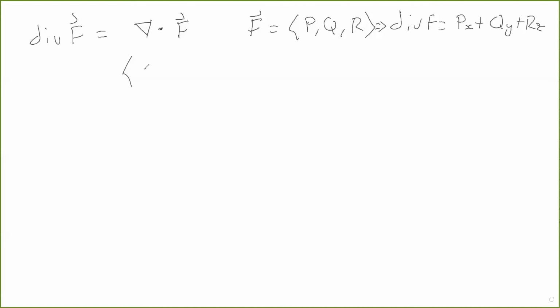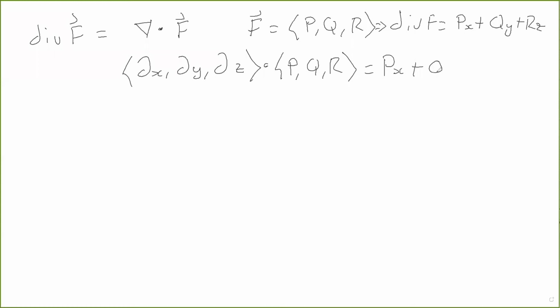So the gradient, we think about this as being a vector of partial derivative operators. And when we dot this with (P, Q, R), we just get this up here. The partial derivative with respect to x of P. So again, this is P_x plus the partial derivative of Q with respect to y plus the partial derivative of R with respect to z.